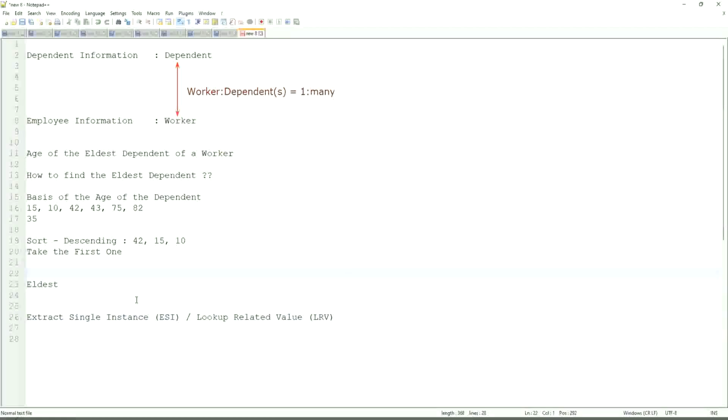Right. This will be a very, very common question. So, ESI will allow you to extract the instance of an object from a related business object based on some criteria. That is what ESI is all about. Right. And once you extract the single instance, one particular occurrence of that particular object, then you look up another value related to that using an LRV.